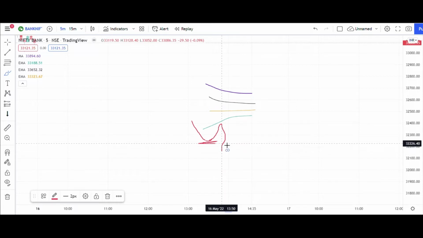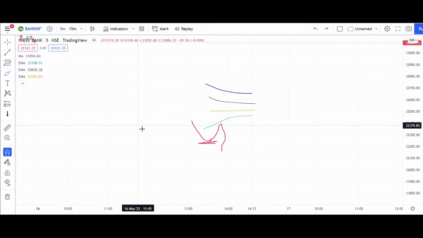So this candle high will be the stop loss, but in this Bank Nifty case we will keep it 30 to 40 points a bit far from the high of this candle. Let's say the high of this candle was 32,300, so we will keep 32,340 or 330 as our stop loss, and we will enter into the trade.